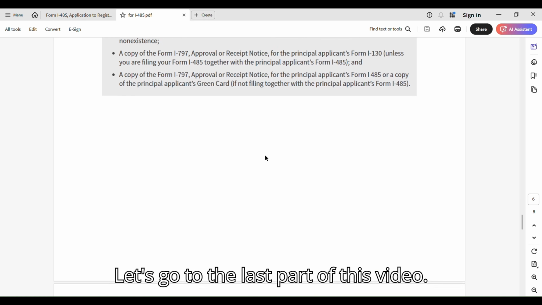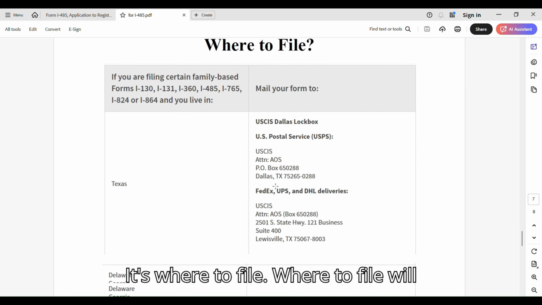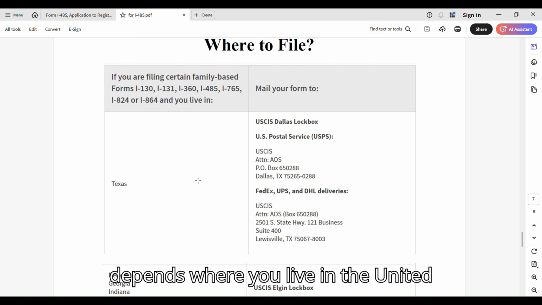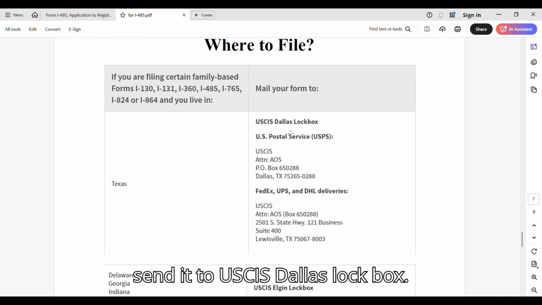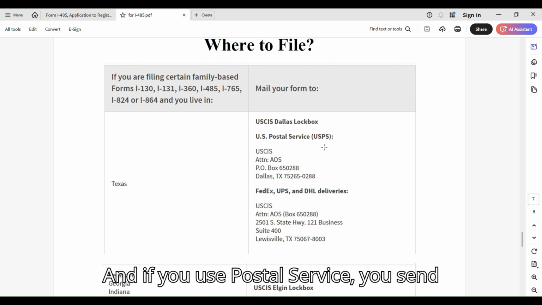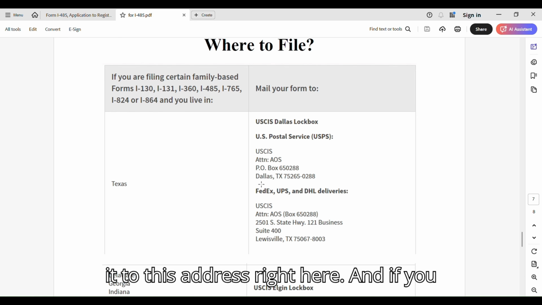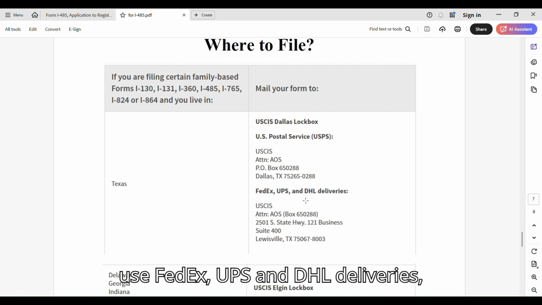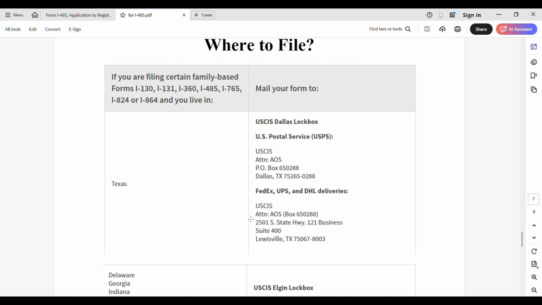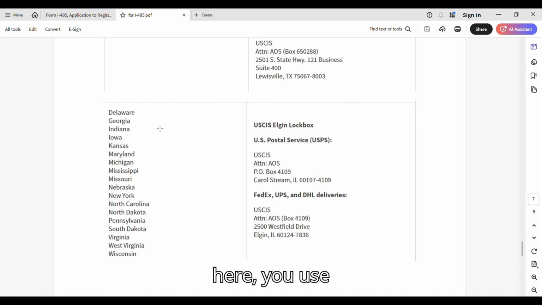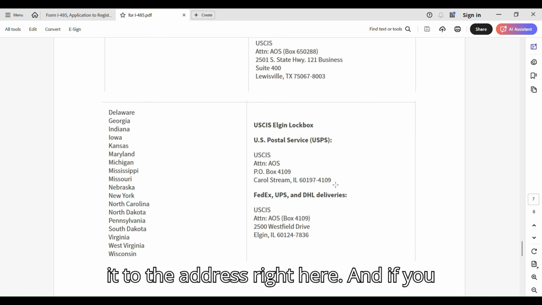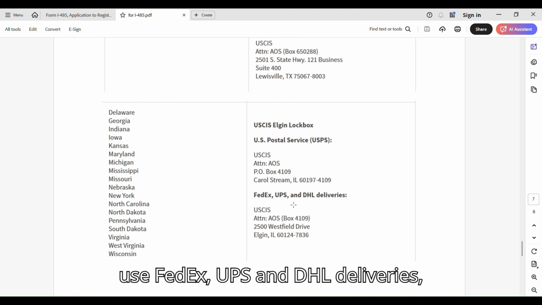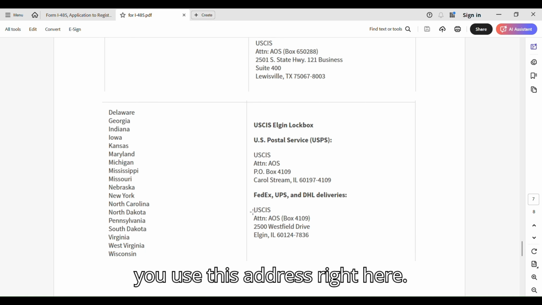Now, let's go to the last part of this video, where to file. Where to file will depend on where you live in the United States. If you live in Texas, you must send it to the USCIS Dallas Lockbox. If you use Postal Service, you send it to this address right here. If you use FedEx, UPS, or DHL deliveries, you send it to this address right here. If you live in the states right here, you use the USCIS Elgin Lockbox. If you use US Postal Service, you send it to this address, and if you use FedEx, UPS, or DHL deliveries, you use this address right here.